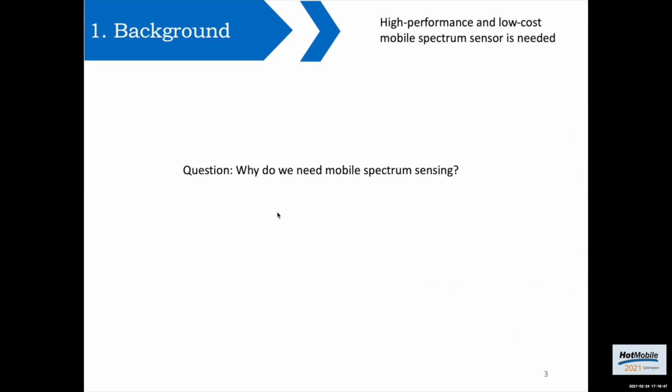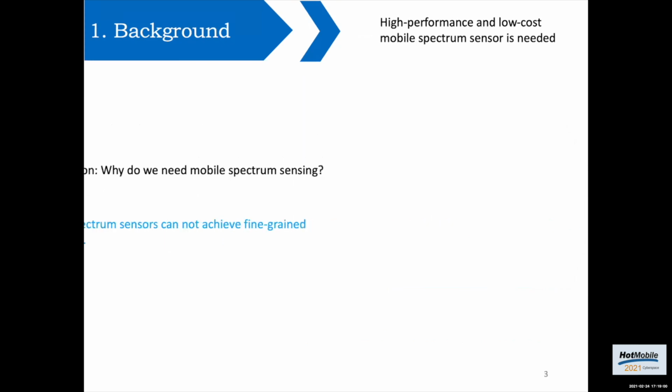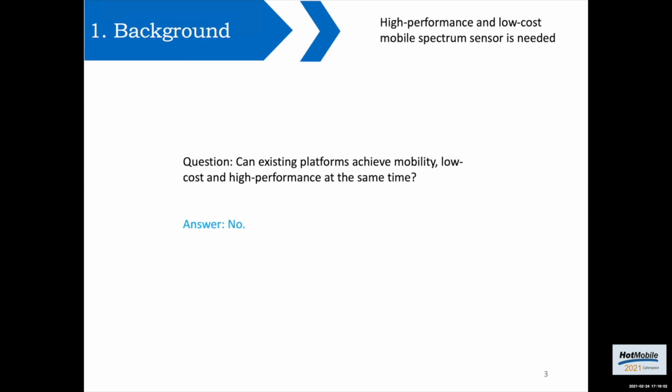Our question is, why do we need mobile spectrum sensing? The answer is because static spectrum sensors cannot achieve fine-grained coverage. The second question is, can existing platforms achieve mobility, low cost, and high performance at the same time? Answer is no. So the high performance and low cost mobile spectrum sensor is needed at this time.